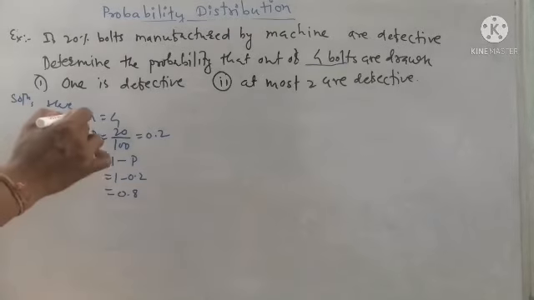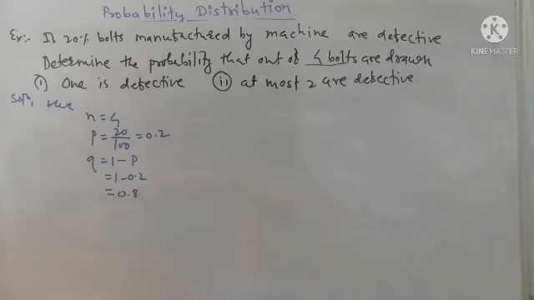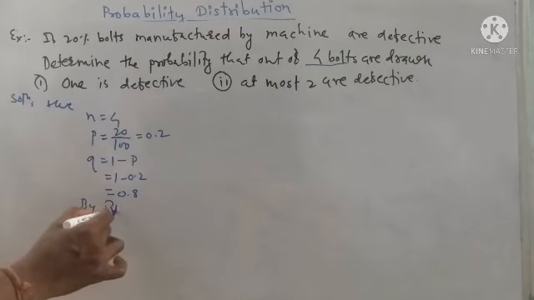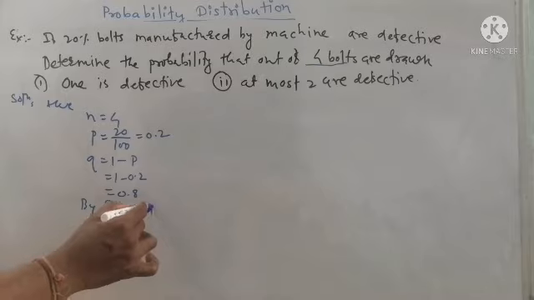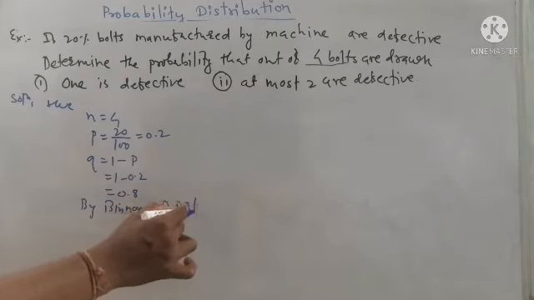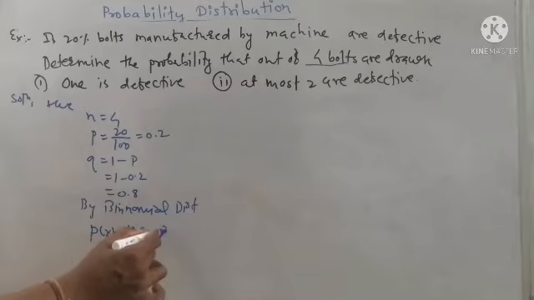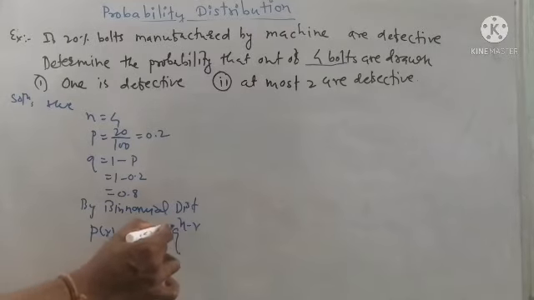Now you can observe that n is small and p is large. So by using binomial distribution we evaluate the probability of R as nCr p raised to R into q raised to n minus R.